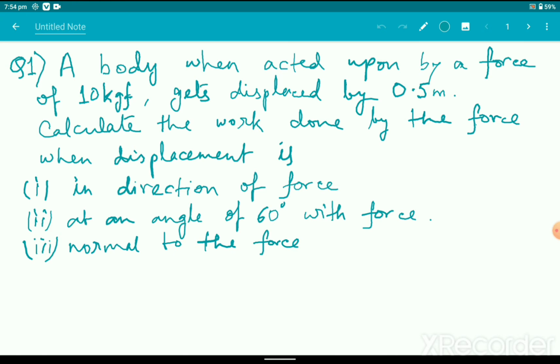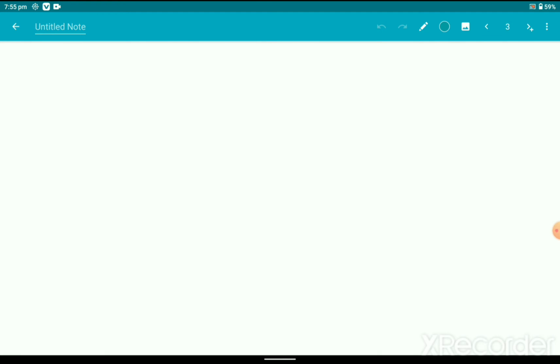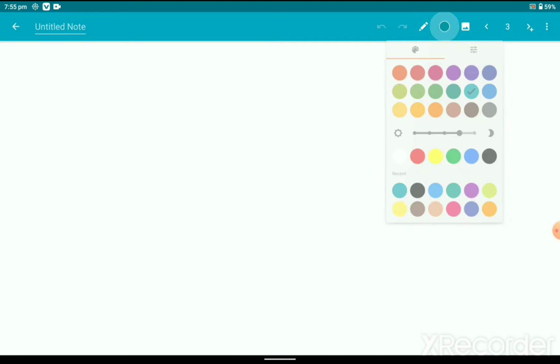The first problem says that a body, when acted upon by a force of 10 kgf, gets displaced by 0.5 meter. Then it has been said to calculate the work done by the force when displacement is in the direction of the force, at an angle of 60 degree with the force, and normal to the force. Okay, fine. So first of all, let us write the given information. Force has been given and displacement has been given. So let us check solution 1.